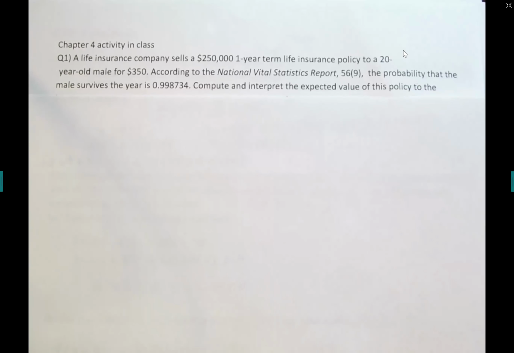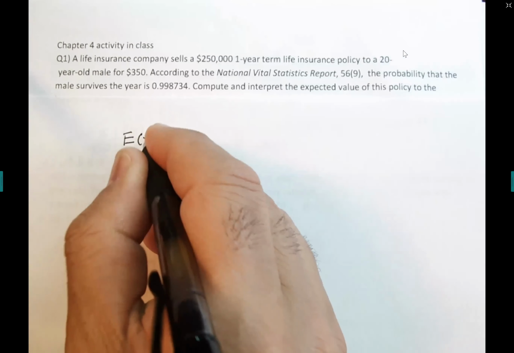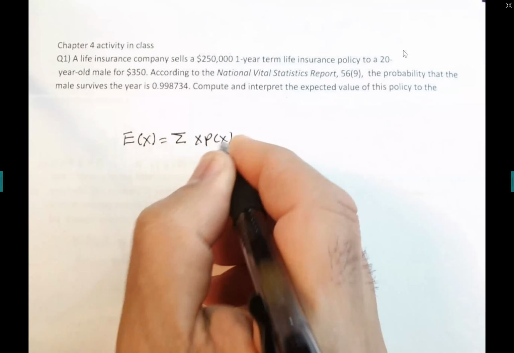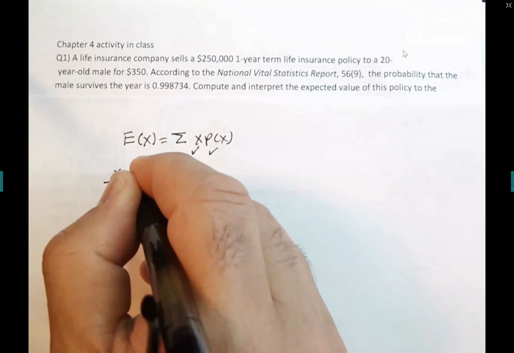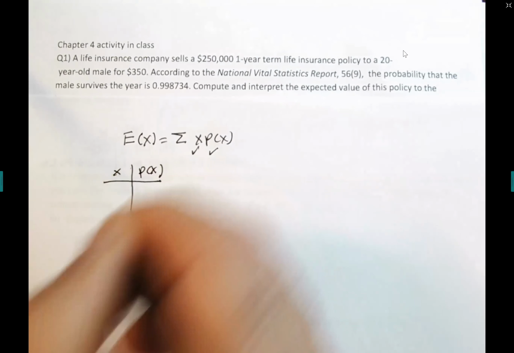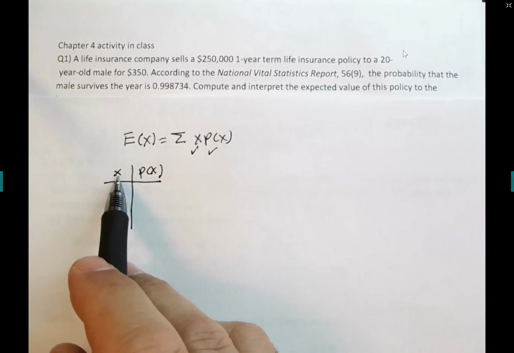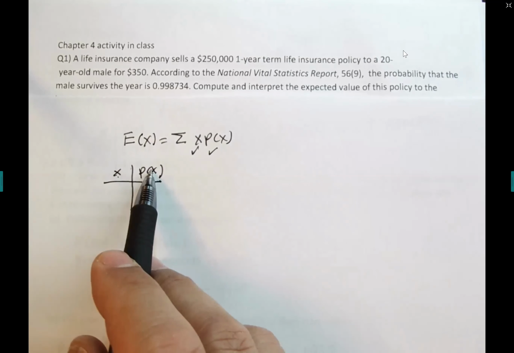Okay, so let me show you how to do this. In order to find the expected value, this is the formula: E of x equals the sum of x times p of x. Well, you need x and you need p of x. So we need to create this distribution table. X is the money you gain or lose by buying this policy, and p of x is the probability.